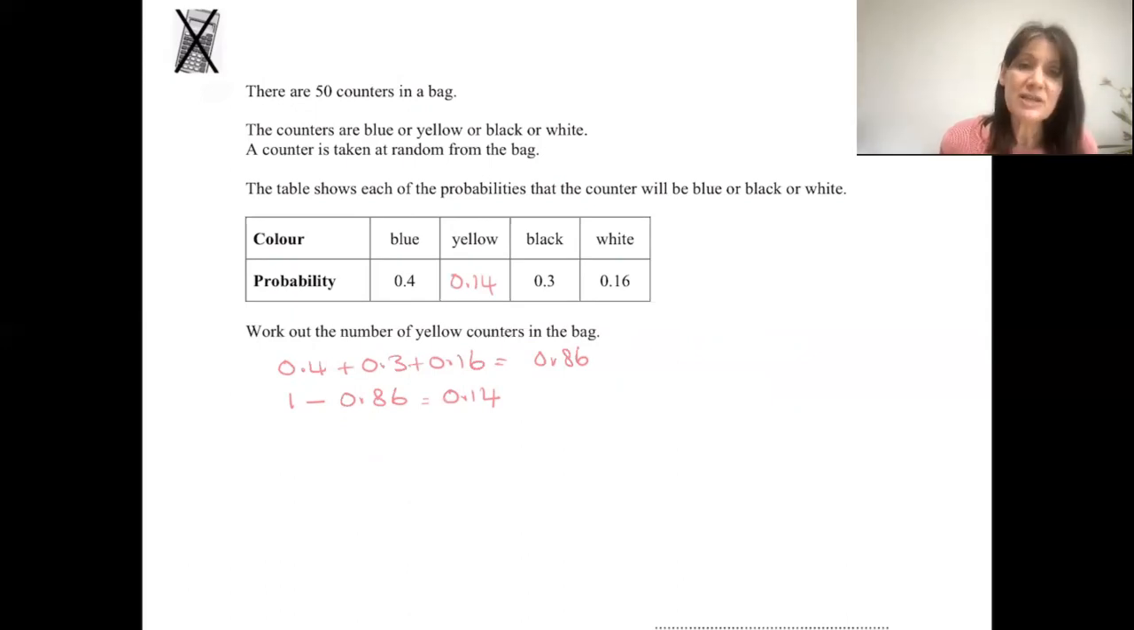If 50 counters are available in the bag, a proportion of those are yellow. So 0.14 of the 50 are yellow. 0.14 of means times, so we've got this calculation to now do. And again, there are lots of different ways that you could approach that particular question. I'm going to just do it through the Chinese method because, if you're stuck, that should be your absolute go-to. If you're confident with it, it just never fails.